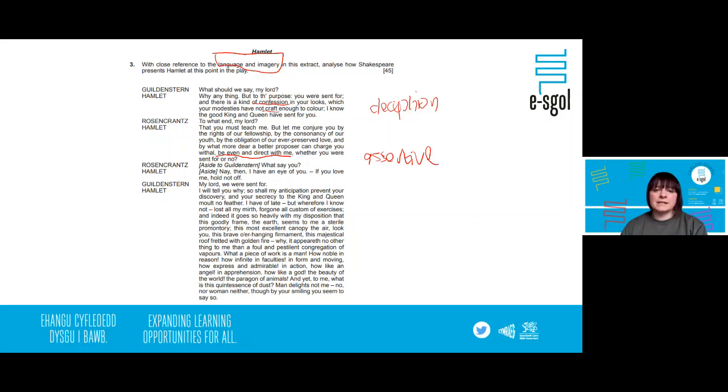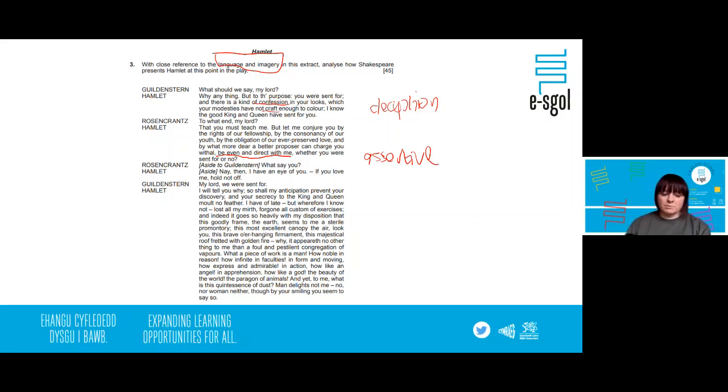What a piece of work is man! How noble in reason, how infinite in faculties, in form and moving how express and admirable, in action how like an angel, in apprehension how like a god! The beauty of the world, the paragon of animals. And yet, to me, what is this quintessence of dust? Man delights not me. No, nor woman neither, though by your smiling you seem to say so."